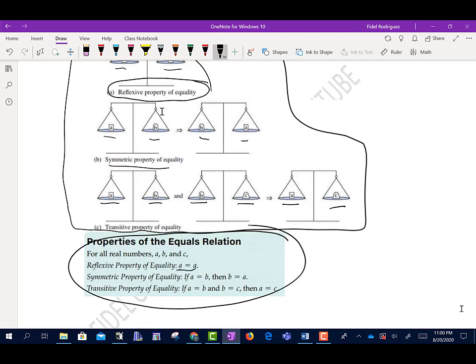That's what we have right here, simply written out. Reflexive property is A equals A. Symmetric is if A equals B, then B equals A. And then the transitive property says if A is equal to B and B is equal to C, then A and C are also going to be the same.